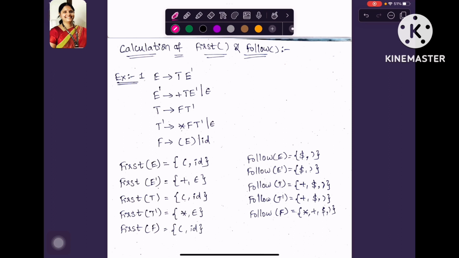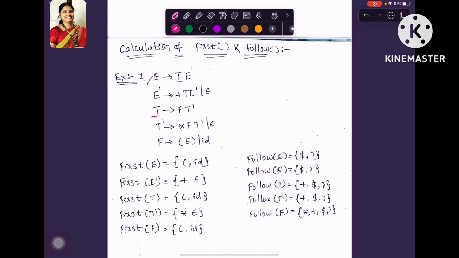First we will calculate first of E. The first of E is T, the immediate symbol present at the right hand side of the production. T is a non-terminal symbol, so we cannot write it as a result, as we already know the result of first and follow are only terminal symbols. So we have to find where T is present at the left hand side. We found T in the third production, so the first of T again we have to calculate.